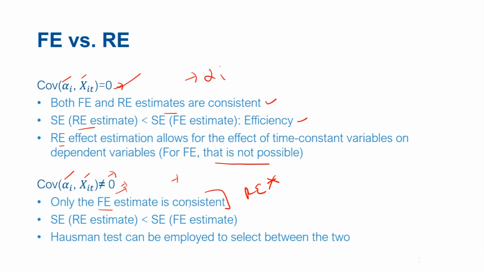This particular dynamics can be tested with the help of the Hausman test. The Hausman test statistic can help us in the selection criteria. Let's see how.